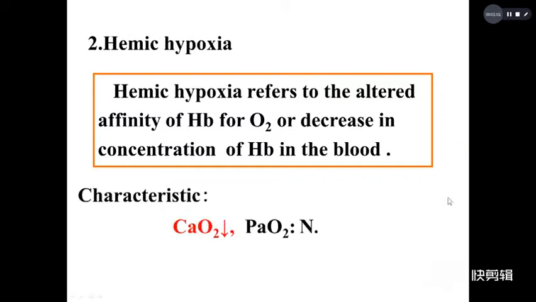Now the characteristic during chemic hypoxia: inspired oxygen is normal, external respiration is normal, so partial pressure of oxygen in the artery is normal. Now, because affinity of hemoglobin for oxygen increases and concentration of hemoglobin decreases, it leads to combined oxygen decrease. Now it leads to oxygen content decrease.